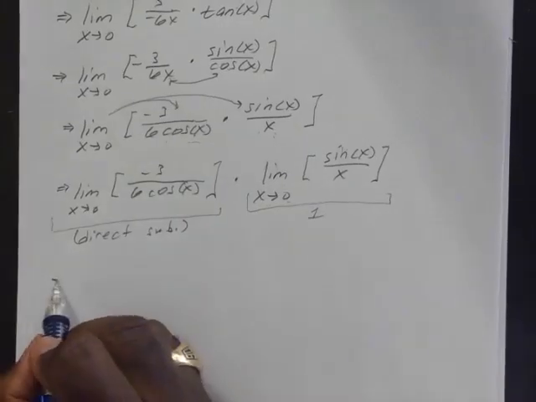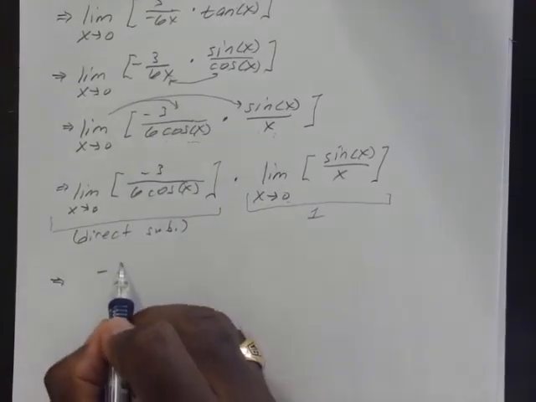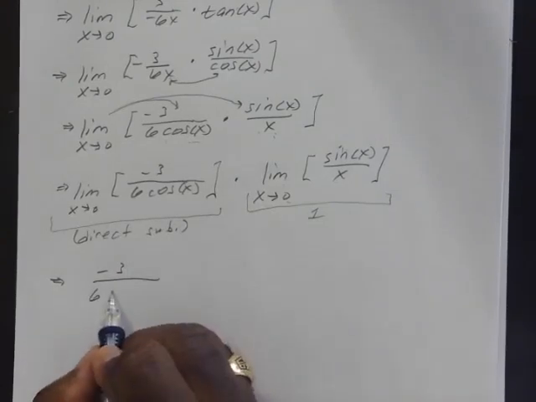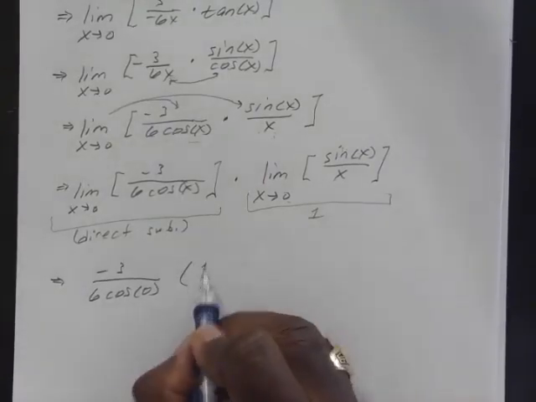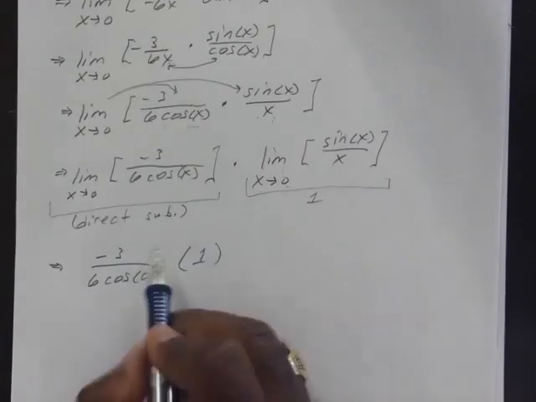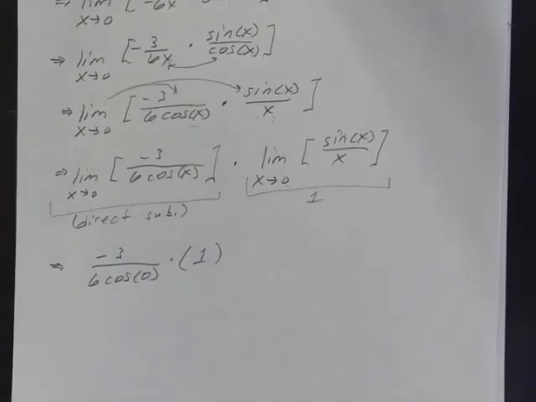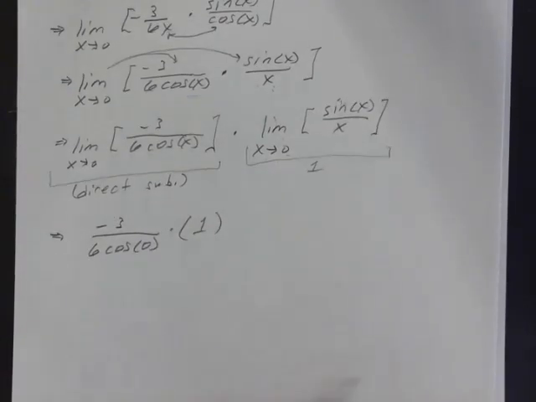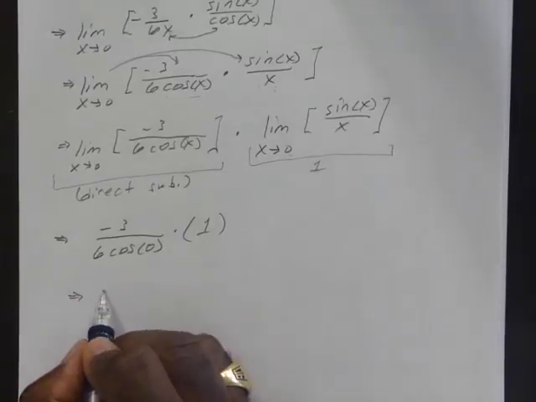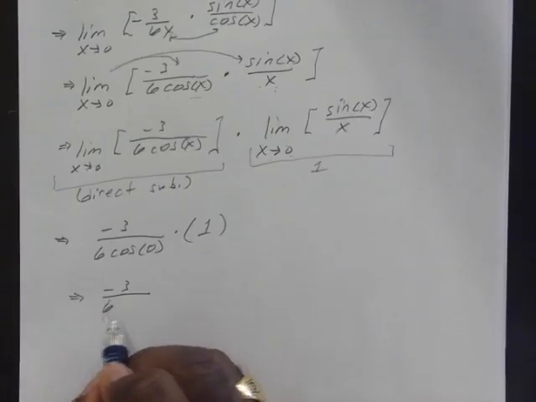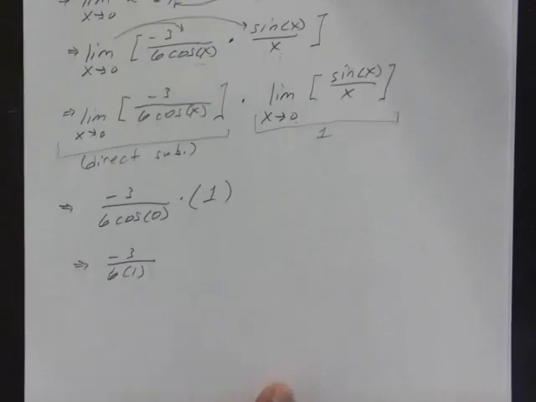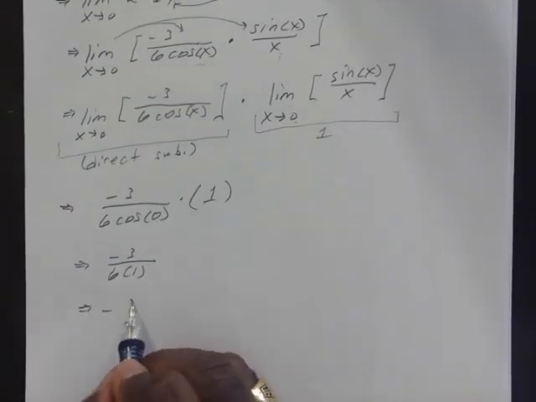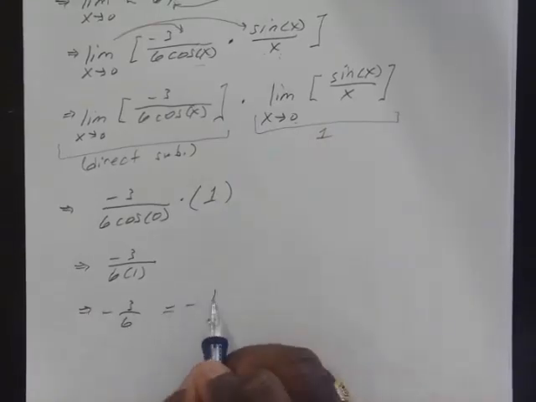So if we use direct substitution, that gives us -3 divided by 6 times cosine of 0 times 1. Well, you know, cosine of 0 is just equal to 1. So that gives us -3 divided by 6 times 1. Times 1, we don't even have to write that down again. That's just -3 over 6, which simplifies to -1/2.